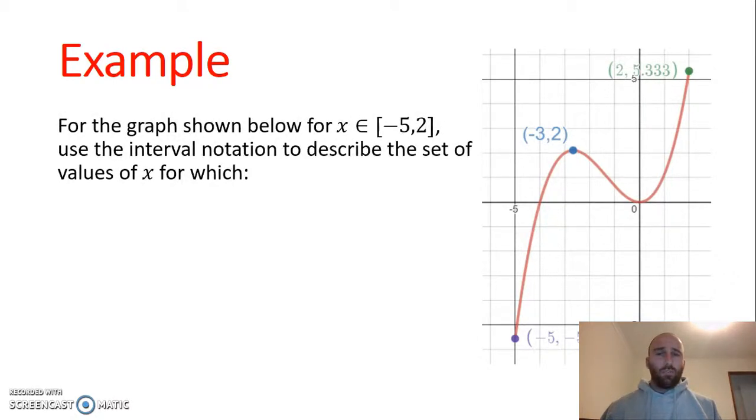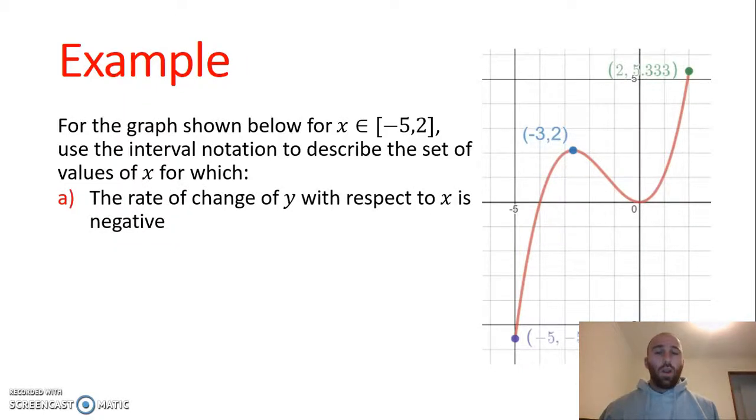For the graph shown below, we've restricted the domain, so the domain is from -5 to 2, including those values as well, because we've got the little square bracket. We're going to use interval notation to describe the values of when the rate of change is negative. Okay, so when the rate of change is negative, remember this is a point in time where we're walking down the hill. So that section is located there, as I've listed right there with the cursor. Okay, so I've created a blue box. So that rate of change is negative because we're walking down the hill.